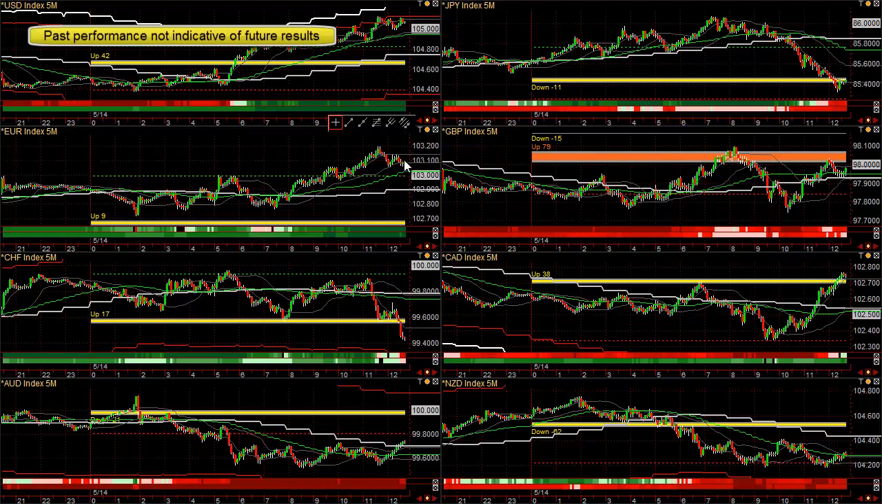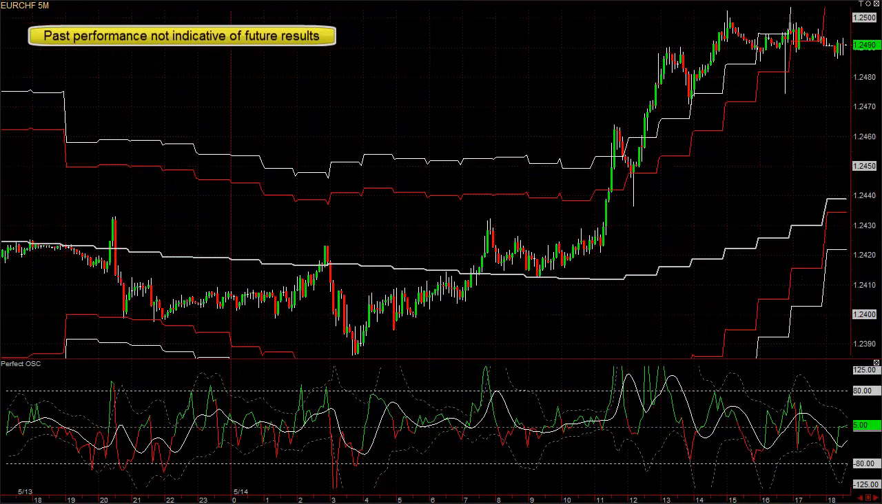You can see the euro strong, the dollar strong, the CAD is starting to get strong. The daily trend just shifted up. So obviously 1230, we have euro Swiss buy and also dollar Swiss buy.